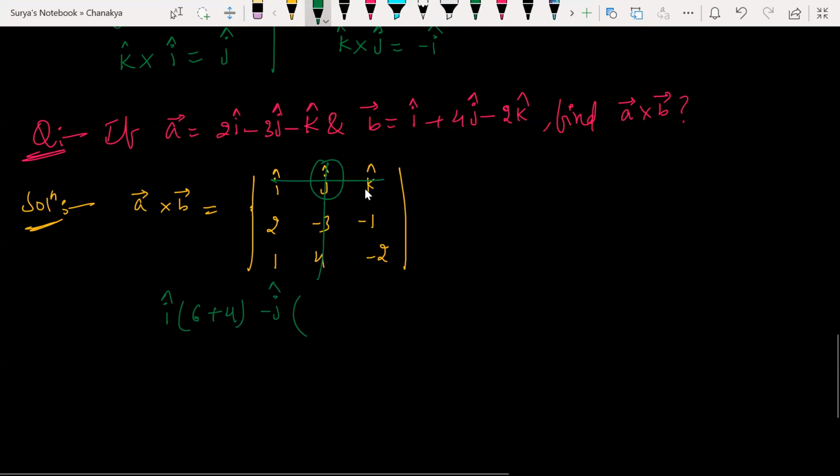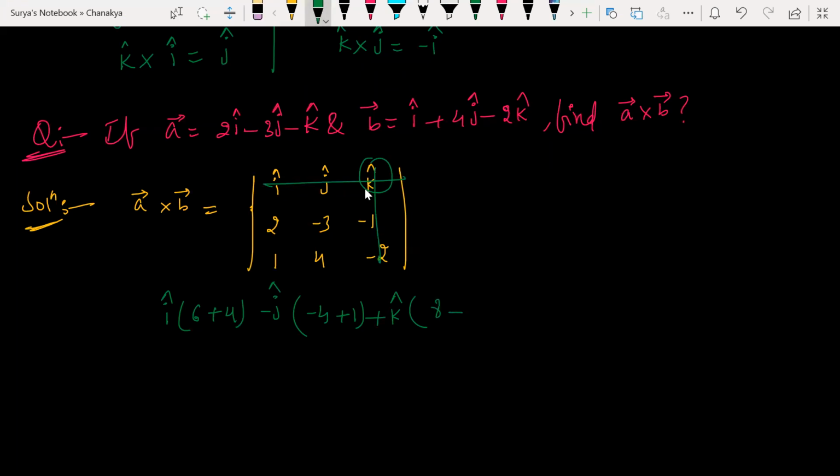So what is left now? Look: 2 into minus 2 is minus 4, 1 into minus 1 is minus 1, minus into minus gives plus. Okay, so plus k cap. Here plus k cap is nothing but what? You have to close the k cap row and column. So 2 into 4 is 8, minus 3 into minus 3 is 8 plus 3, so plus 3, right? So what is the vector here? 10i cap minus into minus plus 3j cap plus 11k cap.